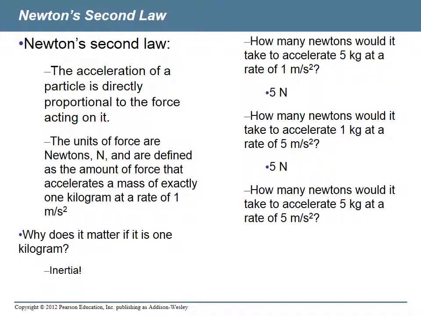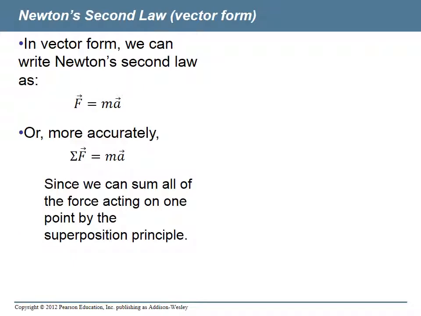How many newtons would it take to accelerate 5 kilograms at a rate of 5 meters per second squared? Well, if 1 kilogram at 1 meter per second squared is 1 newton, now I have 5 of each, and I have 5 times 5, or I have 25 newtons for 5 kilograms at 5 meters per second squared.